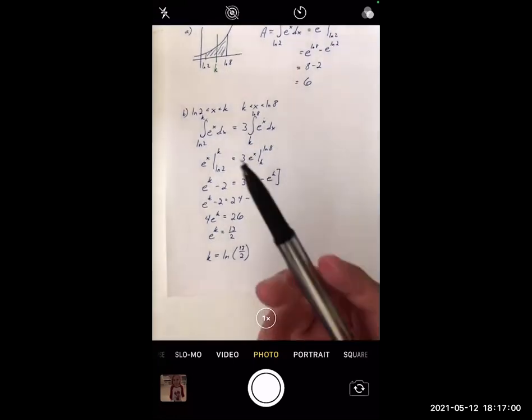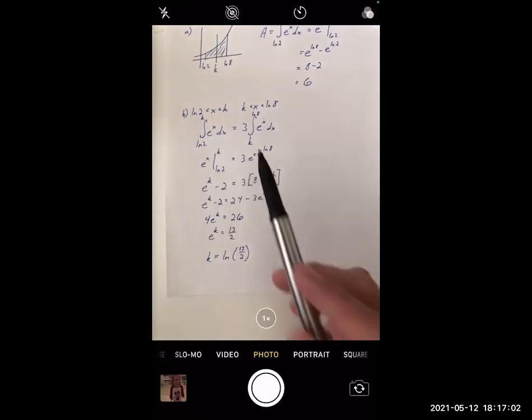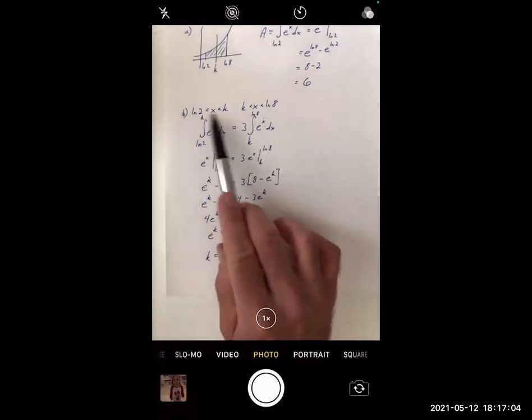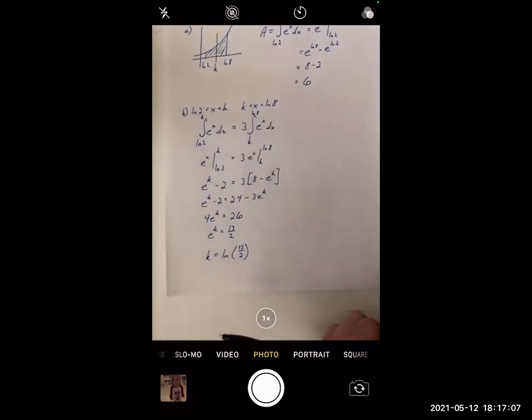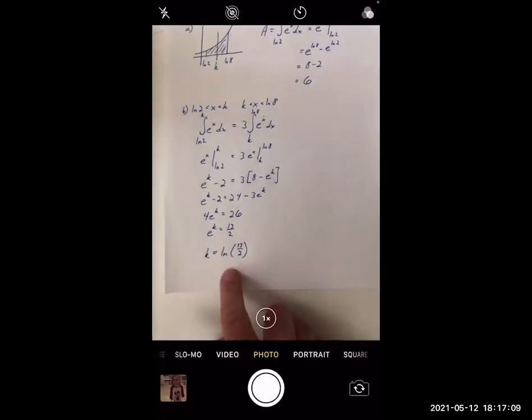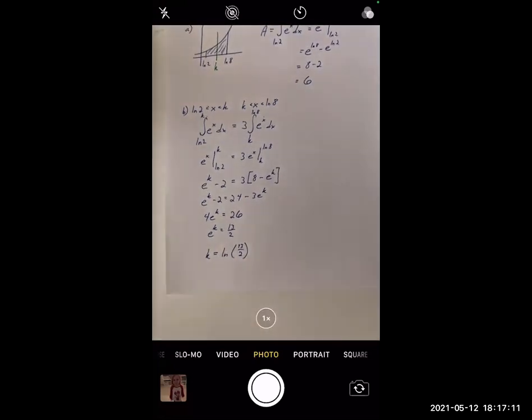The other version was pretty much the same way. You just had a different function with different bounds, but the process was really similar. And your answer, I think, came out as e to the something.